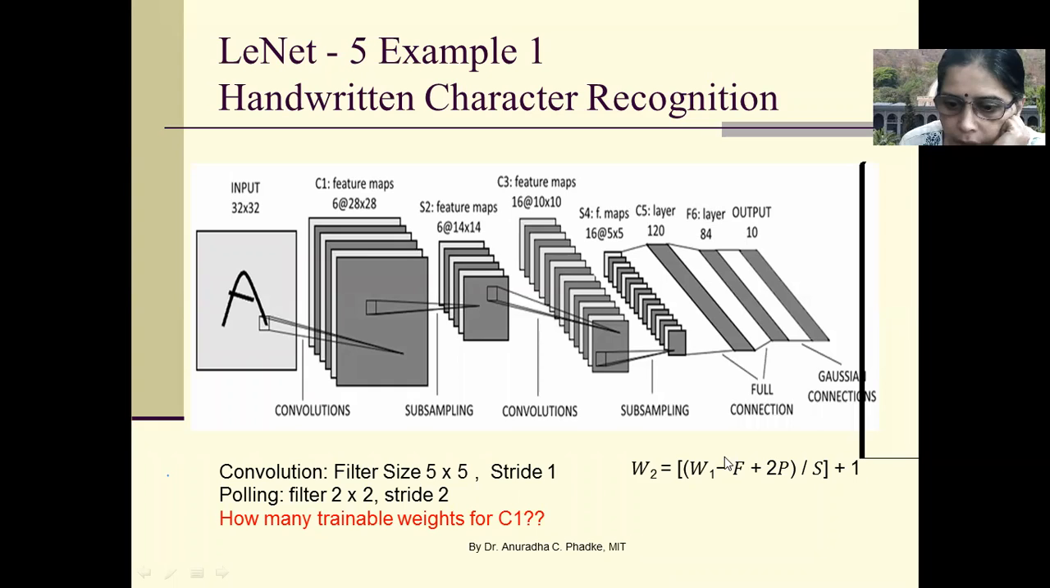So for that, you can use this equation W2 is equal to (W1 minus F plus 2P) divided by S, plus 1. Now here, padding size is not mentioned, means padding is not used. Whenever P is not mentioned, it indicates that padding is not used. Okay. So P is 0, W1 is 32, filter size F is 5, and stride used is 1. Then what is the resultant size?